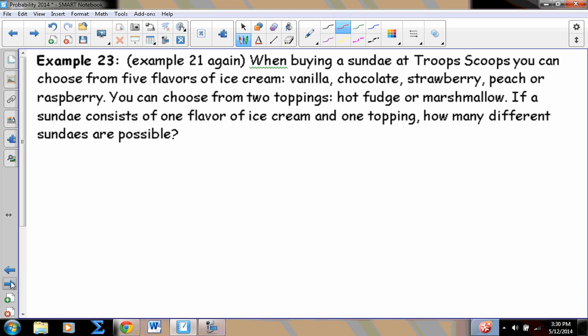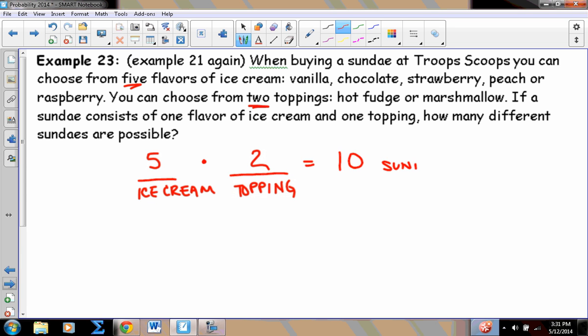Okay, for example, let's go back to Troop Scoops. We have ice cream, and we have a topping to choose. How many choices did we have for our ice cream? Well, they gave us 5 flavors, right? Vanilla, chocolate, strawberry, peach, or raspberry. And we had a choice of 2 toppings. So if I had 5 choices for ice cream and 2 ways to choose my topping, I would have 10 different sundae possibilities, which is what we had in our list. 5 times 2 is 10.